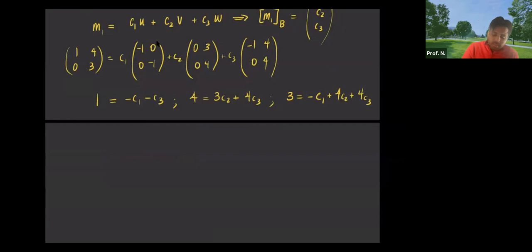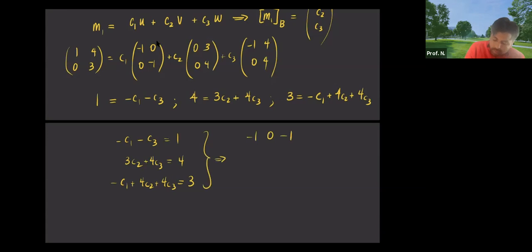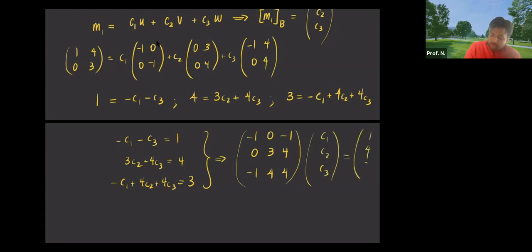And then I have a system of equations. I got negative C1 minus C3 equals 1, 3C2 plus 4C3 equals 4, and then negative C1 plus 4C2 plus 4C3 equals 3. This becomes negative 1, 0, negative 1, 0, 3, 4, negative 1, 4, 4, times C1, C2, C3, equals 1, 4, 3.